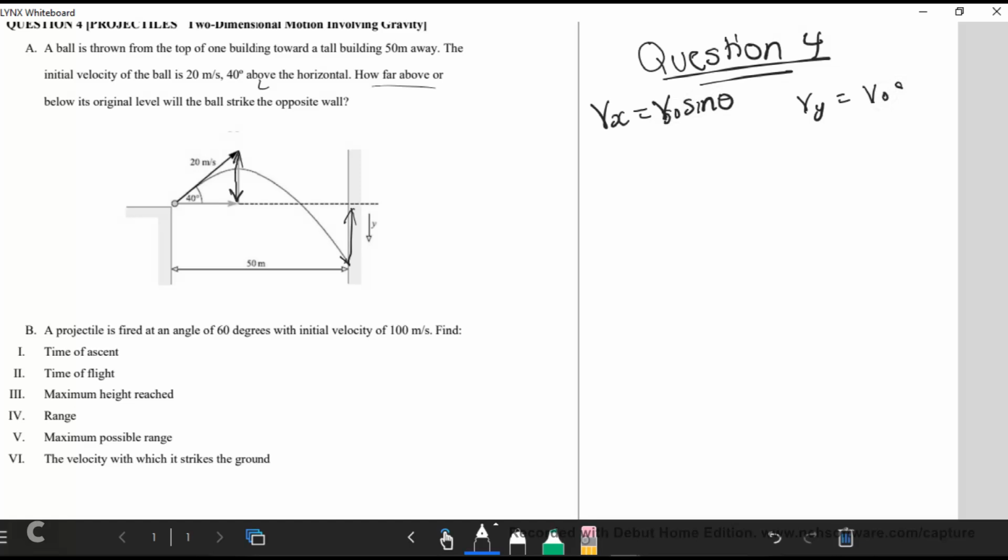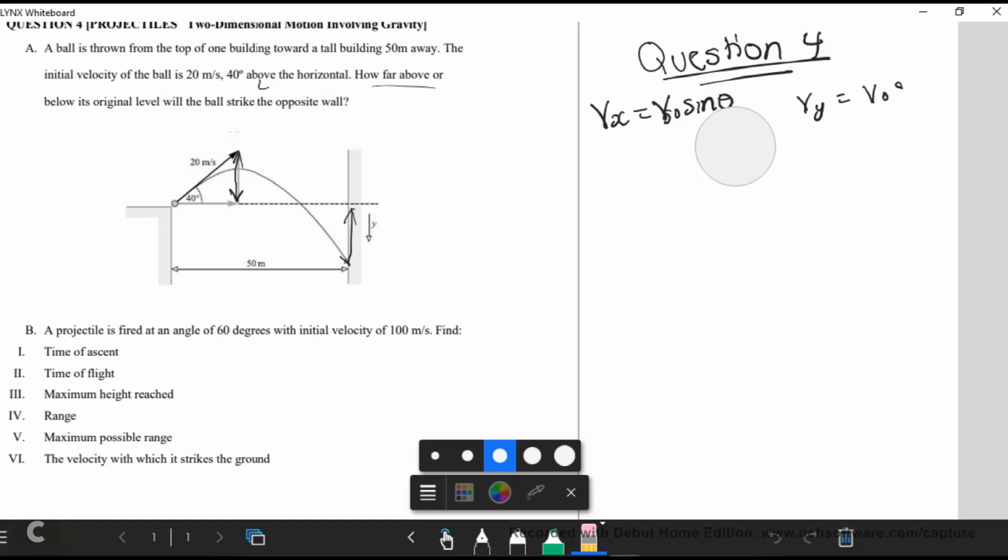Oh, sorry. Here it's supposed to be cos because it's in the x-axis. How about the y-axis? It's supposed to be sine theta, like that. So meaning that v initial in the x-axis, v initial in the what? In the x-axis is what?